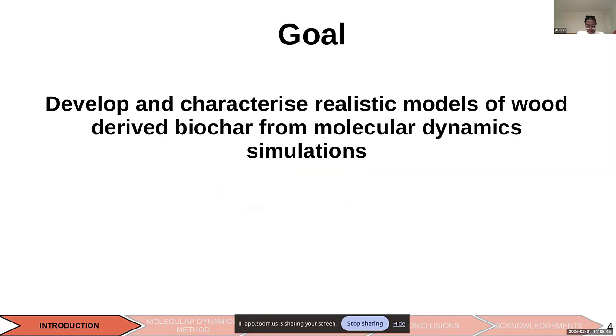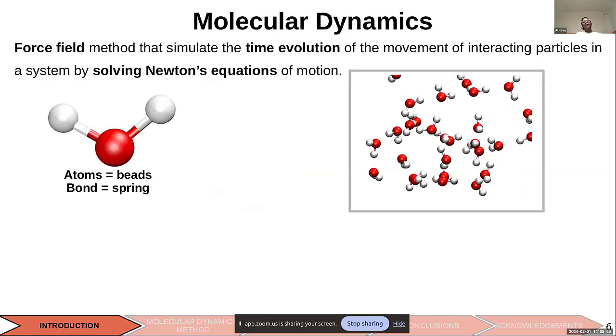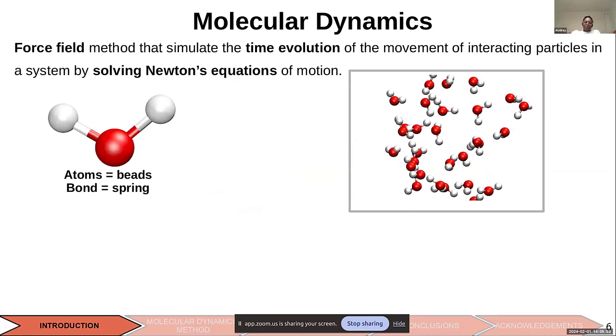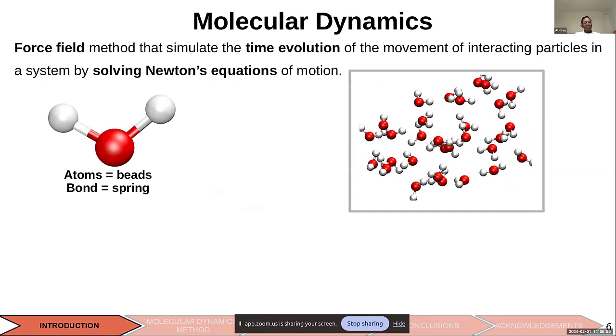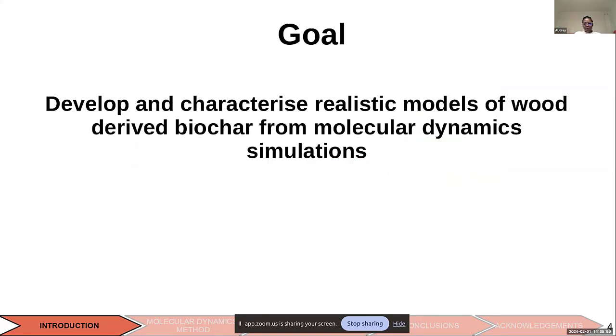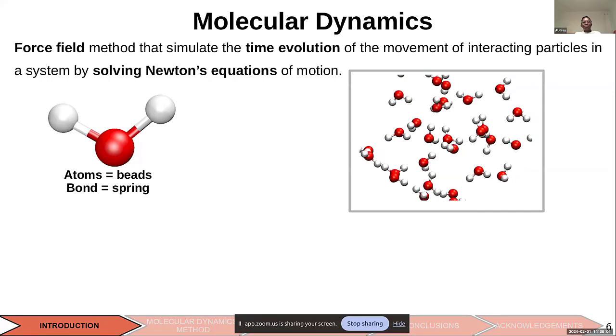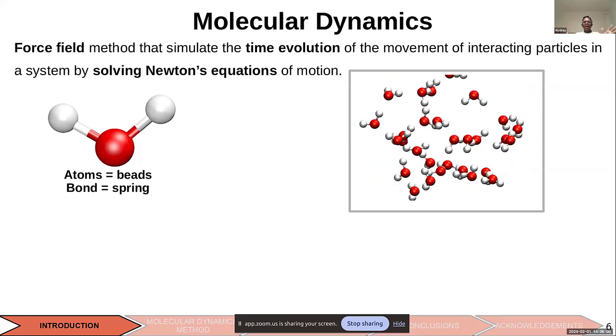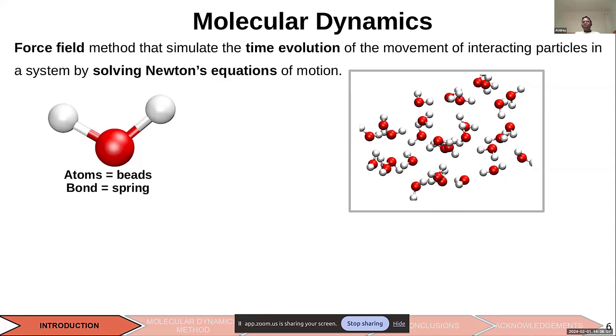So let me introduce what molecular dynamics is. It's a force field method that simulates the time evolution and movement of interacting particles in a system by solving Newton's equations of motion. For example, you see the way these molecules are interacting amongst themselves. The way they interact is going to influence the final result of what we get.